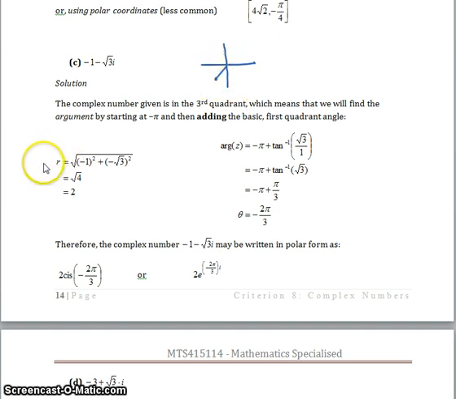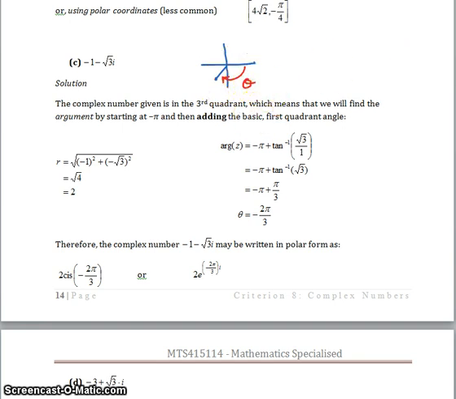Our modulus r is found by finding the square root of 1 squared plus root 3 squared. So that's 1 plus 3, which is 4, and the square root of 4 is 2. So there's our modulus. Now to find our argument, we need to get our angle going this way. We can't use this way because that's going to be outside our range from negative pi to pi. So we want to go back this way. That's going to be our angle theta that we need to use.